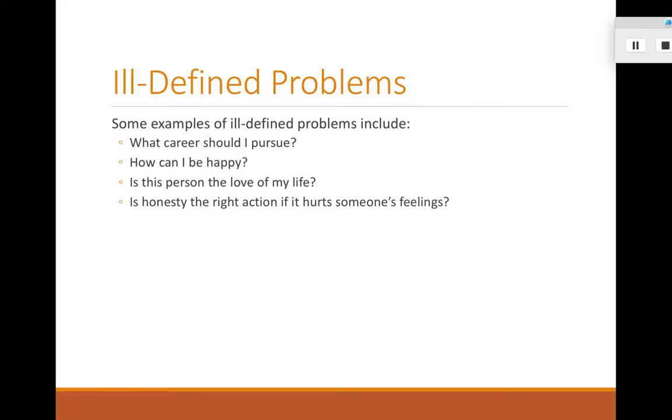All of these are examples of ill-defined problems because number one, we don't necessarily know what the goal state is. Number two, I don't have all the relevant information associated with this specific problem. And then number three, whatever action I do take in terms of implementing my solution may not necessarily lead me to being able to say that the problem has been solved. And that makes it very, very difficult for us to adequately implement the right strategy.